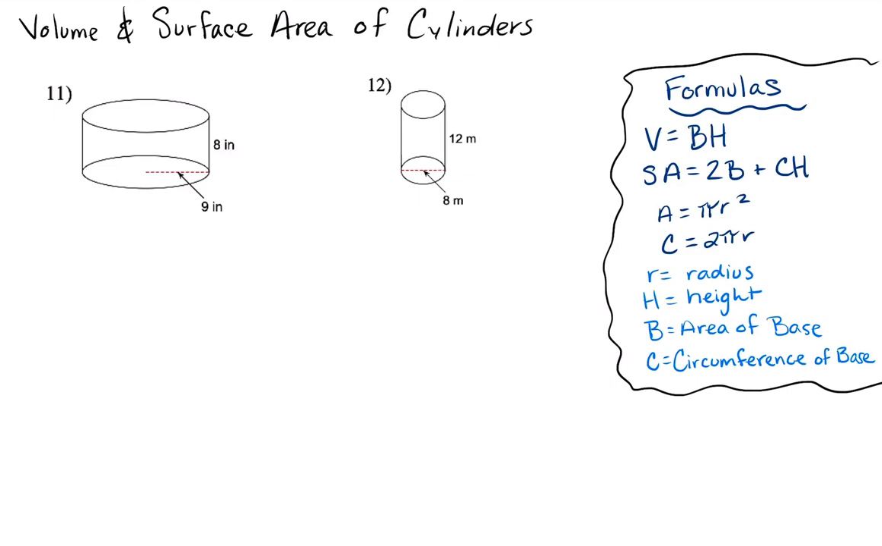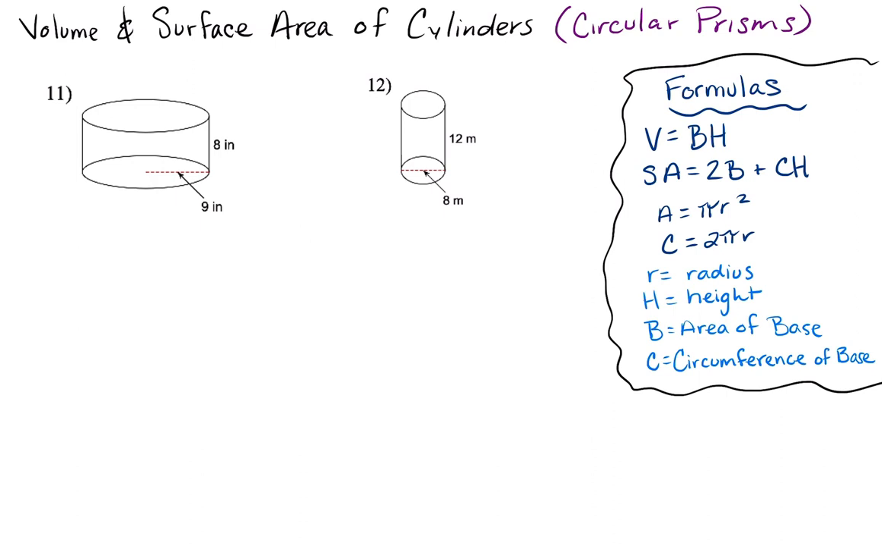Alright, welcome back to my playlist on volume and surface area of three-dimensional figures. In this video, we're going to look at finding volume and surface area of cylinders, which I like to also refer to as circular prisms. Both bases are circular and they're separated by a height of some kind. So that's another way of thinking about cylinders.